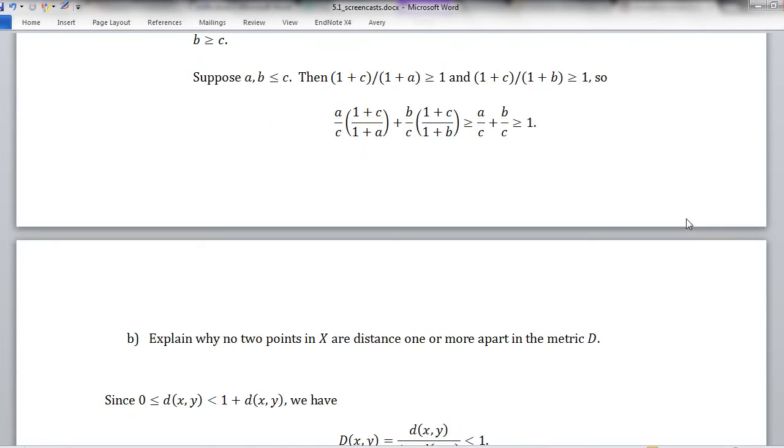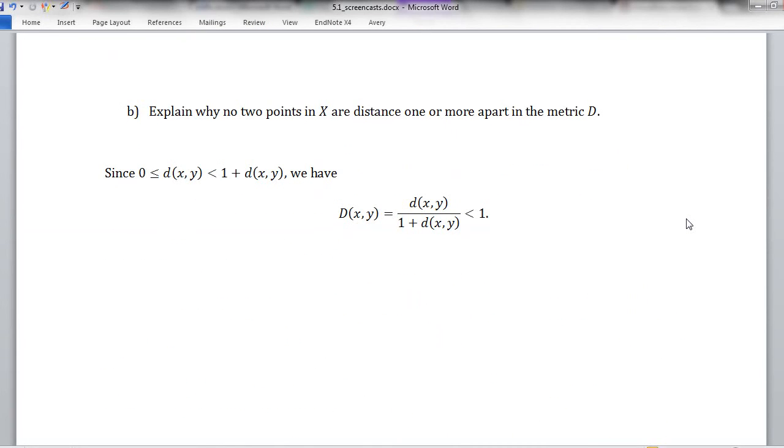Now part B: explain why no 2 points in X are distance 1 or more apart in the metric D. Well, just look at how it's defined. The numerator is greater than or equal to 0 because little d is a metric, and the denominator is bigger than the numerator. And so when we divide them, we get something less than 1. So capital D is always less than 1.